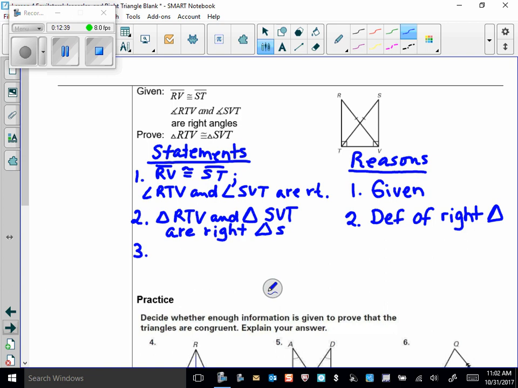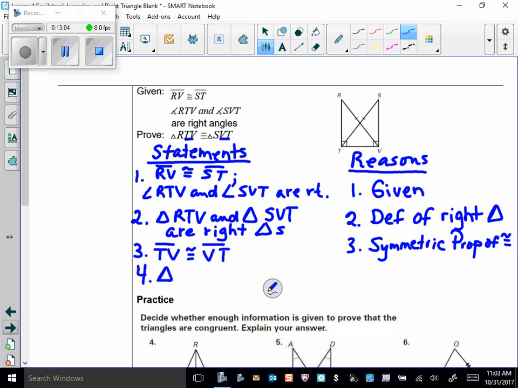So now I'm going to say that TV, now is it going to be congruent to TV or is it going to be congruent to VT? Look at my order. TV is going to be congruent to VT, and that's going to be by the symmetric property of congruence. And so finally, after 4 steps, I can say triangle RTV is congruent to triangle SVT by the hypotenuse-leg theorem. I'm just going to put HL, and that's fine with me if you do that too.